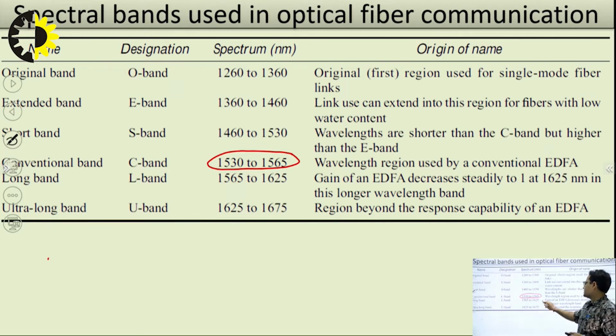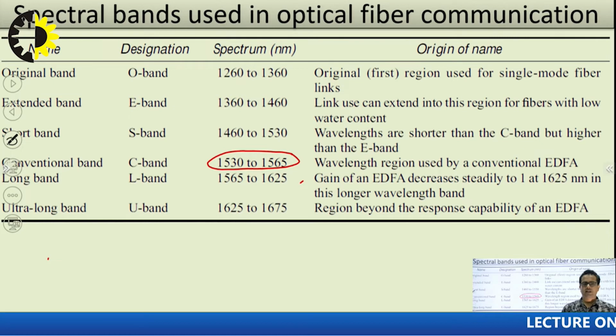If we are using this L band, then we have to avoid the use of EDFA, because the gain of EDFA decreases in this wavelength range, which we don't want. Its gain should not decrease drastically, because if it does, you won't be able to achieve your aim of increasing the amplitude of the signal. The next and last one is the ultra long band, with a wavelength range from 1625 to 1675 nanometers, which is beyond the scope of EDFA.